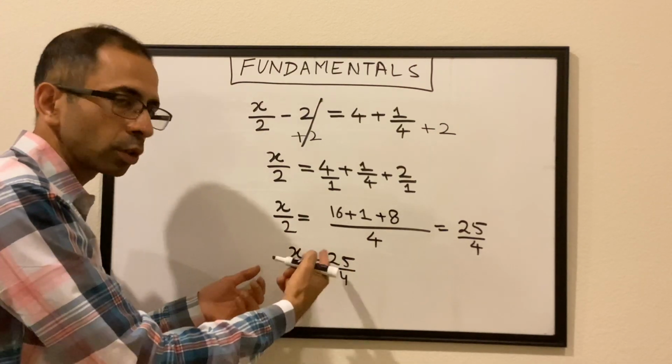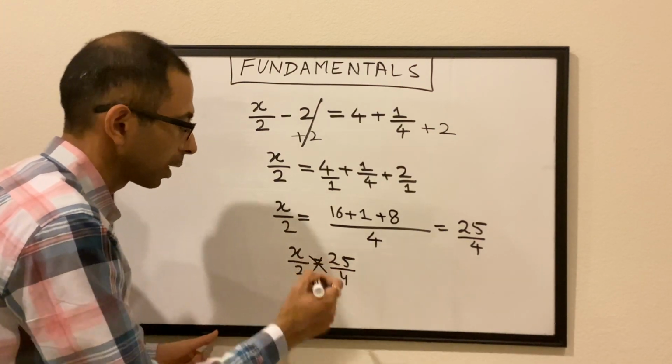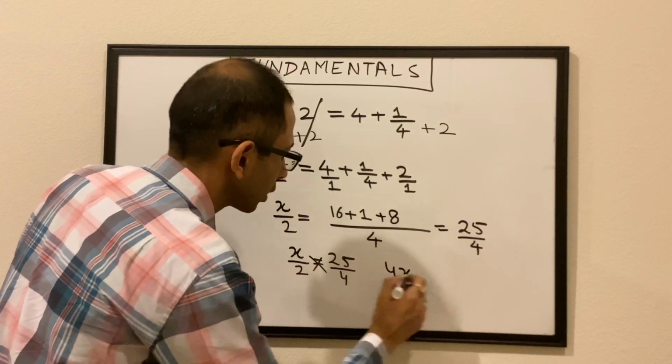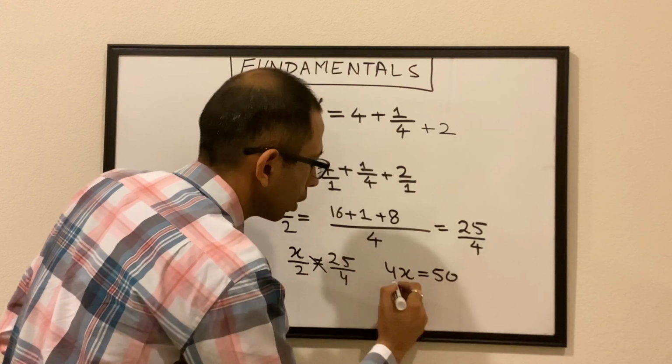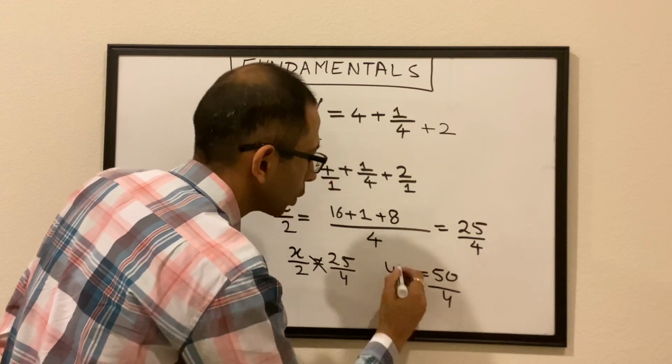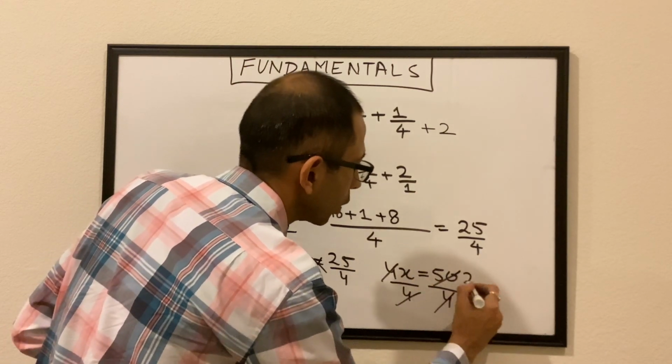Now we have the single fraction on the left, single on the right, we can do cross multiplication. So we get 4x is equal to 25 times 2, which is 50, or x is equal to 25/2.